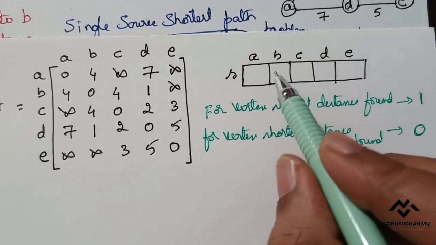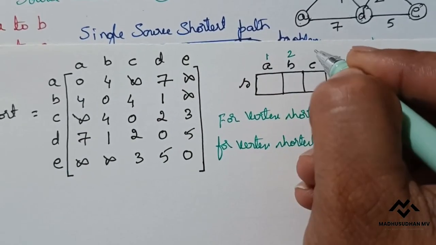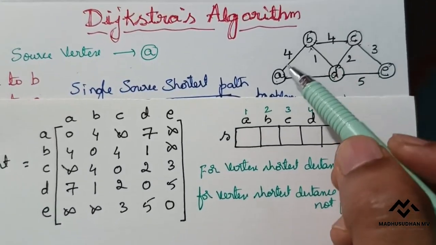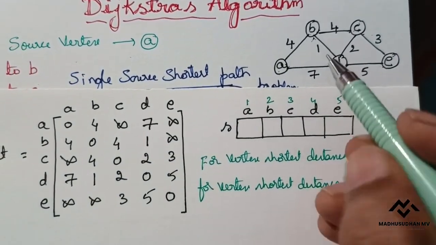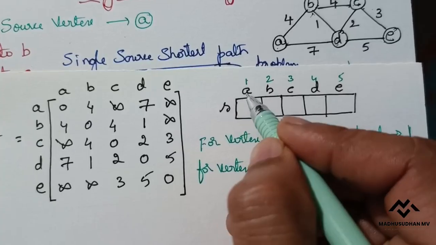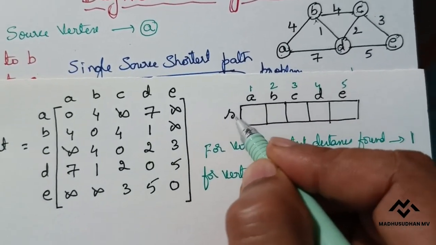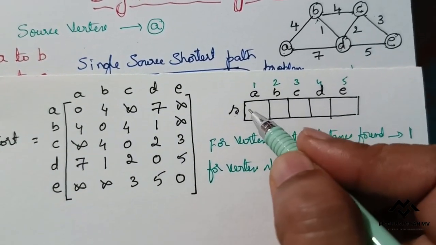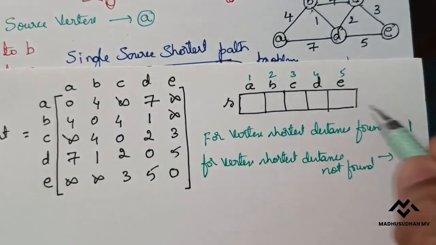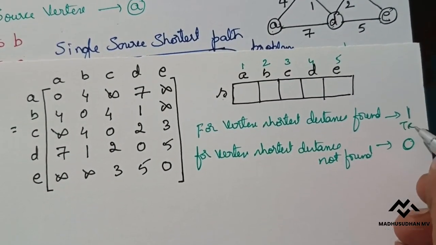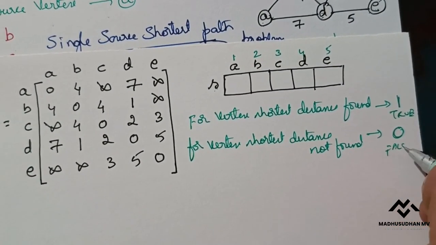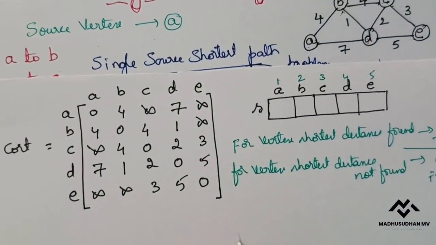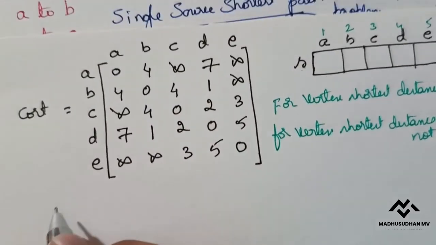This is the array, with index 1, 2, 3, 4, 5. Generally the array index is 1, 2, 3, 4, 5 only, but since you have taken the vertex names A, B, C, D, I have written it like that. That means the shortest distance from the source vertex to A, to B, to C, to D, to E. If I found a distance, I make it 1, that is true. Otherwise, I make it false. Now I'm using one more array called distance.